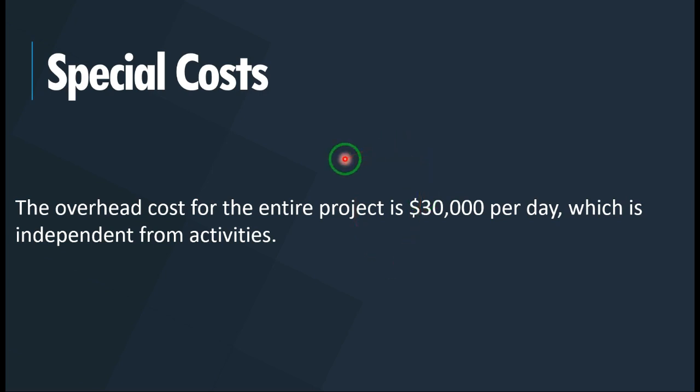For example, in this special project, we have an overhead cost per day of 30,000, which is independent from activities. It means that you shouldn't allocate these costs to specific activities. We want to see how we can allocate the costs which are independent from the specific activities in the project in Primavera software.